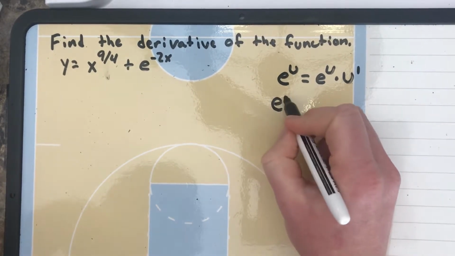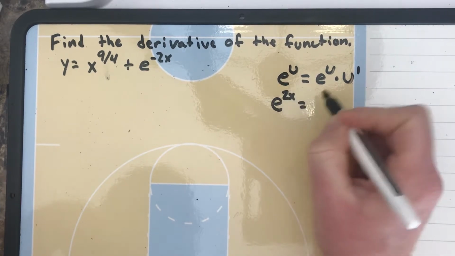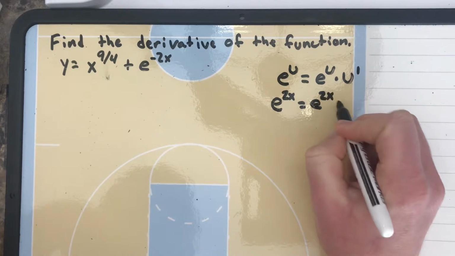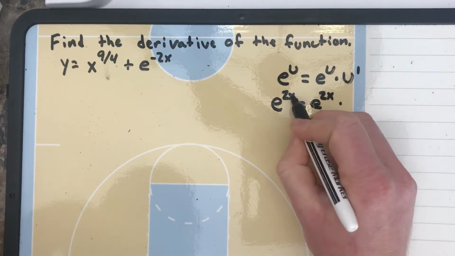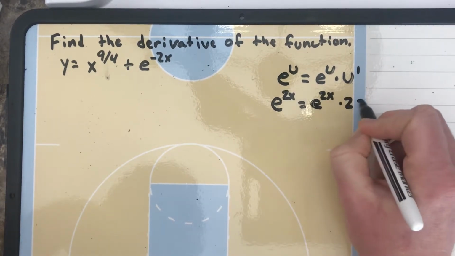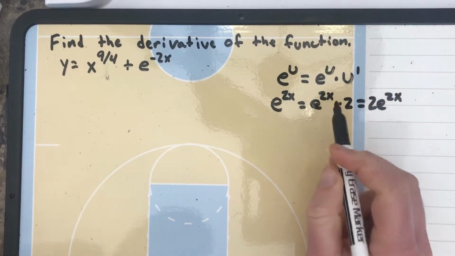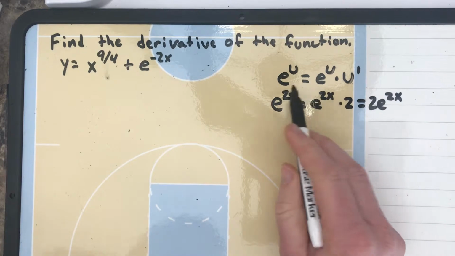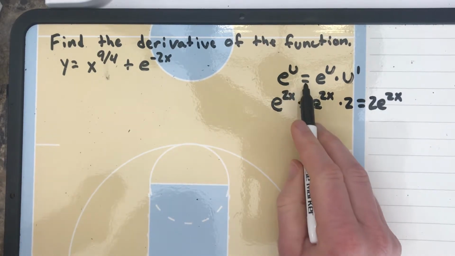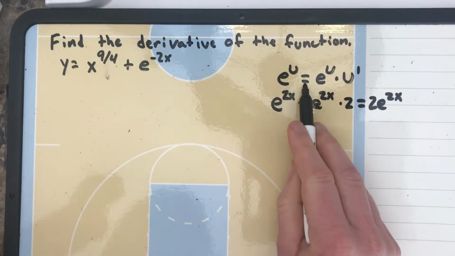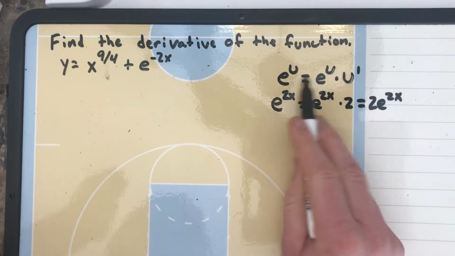An example of this would be, let's just say, e to the 2x. That's going to be e to the 2x times 2, because the derivative of 2x is 2. So that's how we get 2e to the 2x. This is just a reminder of this rule, that if you have e to the u, and you're taking the derivative of it, that'll equal e to the u times the derivative of what u is.